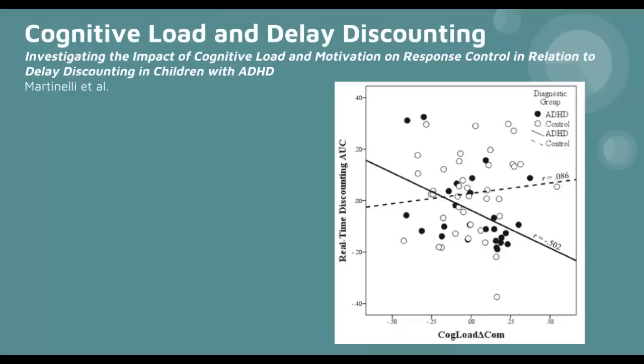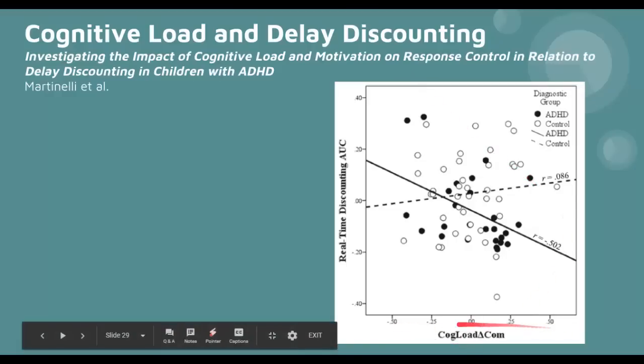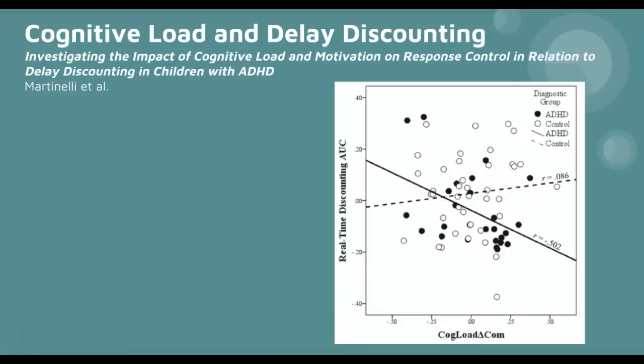And to give you an idea of how delayed discounting may affect those individuals with ADHD, I'm going to toss up a linear regression here that Martinelli and friends did, where along the x-axis they measured the cognitive load, and along the y-axis they measured the real-time discounting. And what's important to notice here is that as this value goes down, it means that individual is showing less impulsivity or more self-control.